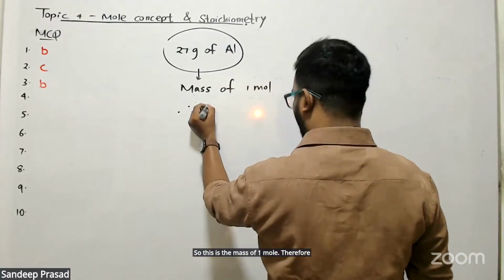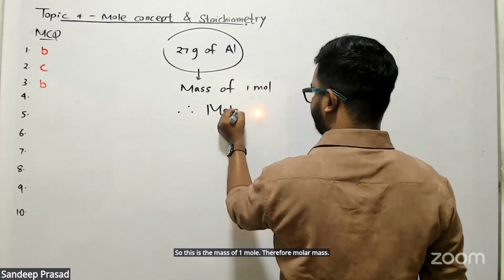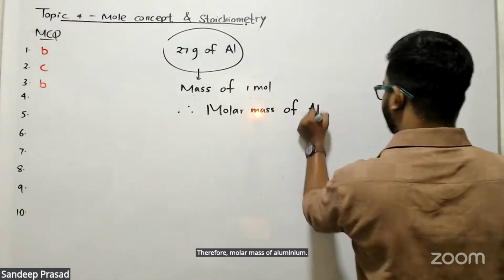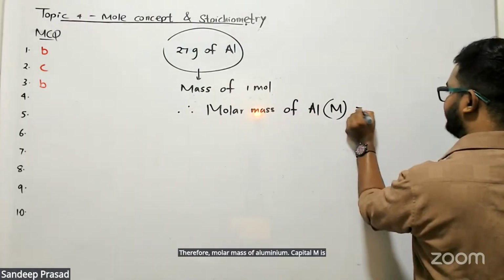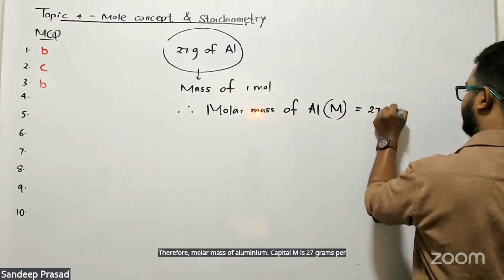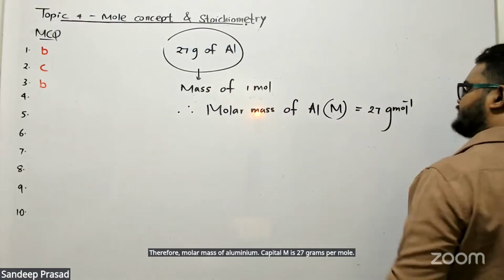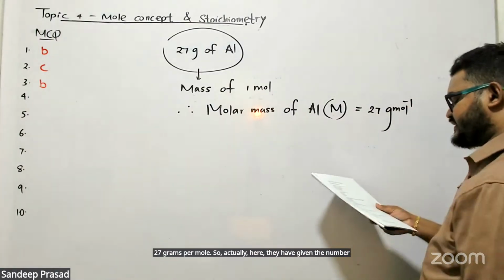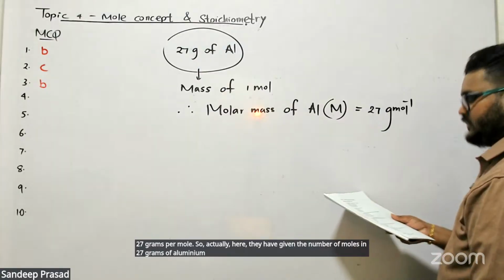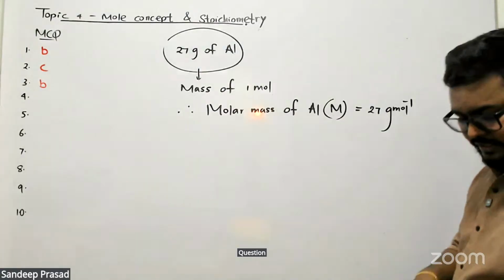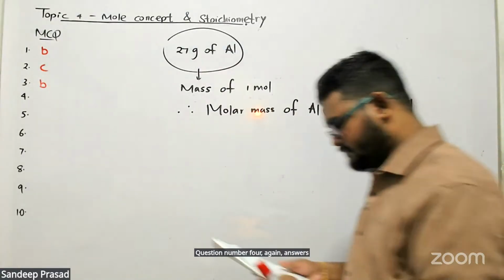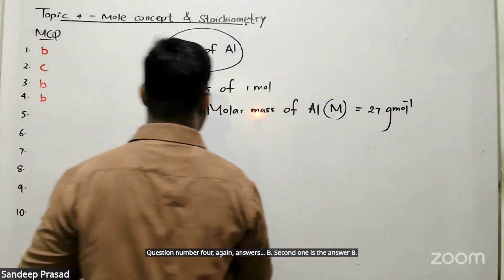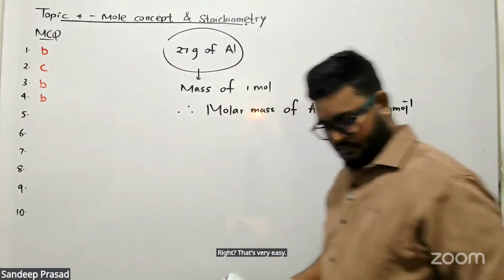Therefore, the molar mass of aluminium, capital M, is 27 grams per mole. So actually here they have given the number of moles in 27 grams of aluminium, which is 1. Question number 4, again the answer is B. Second one is the answer, B. Right, that's very easy.